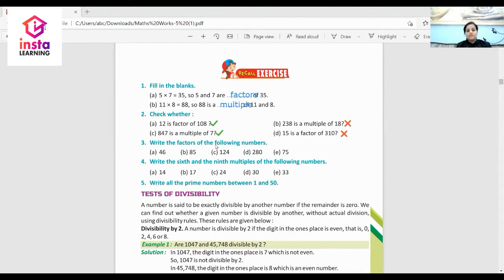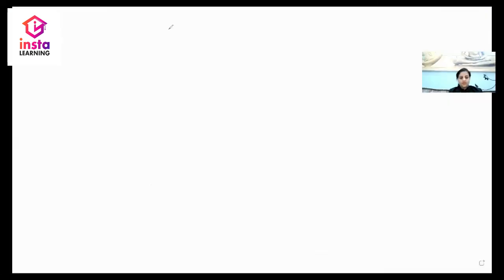Now write the factors of the following numbers. You have to write the factors of these numbers. For that, I'm going to share the board. So I'm sharing the one board with you. And here, the number was 46. So the factors of 46 are 2 and 23. It can be divided by 2 and 23. Okay, these are the factors.